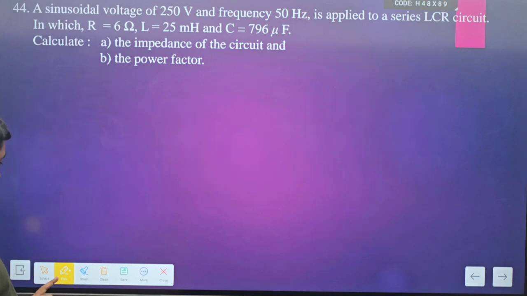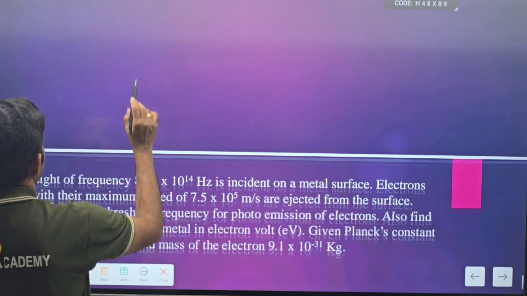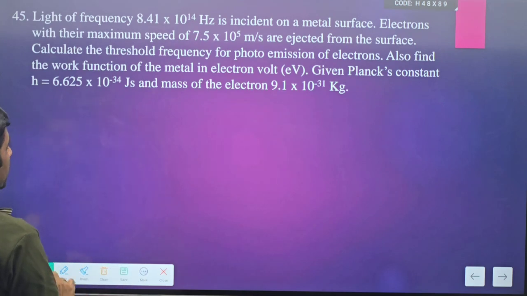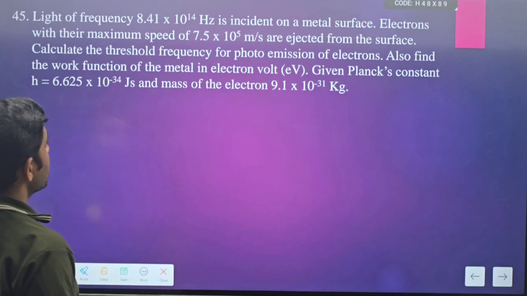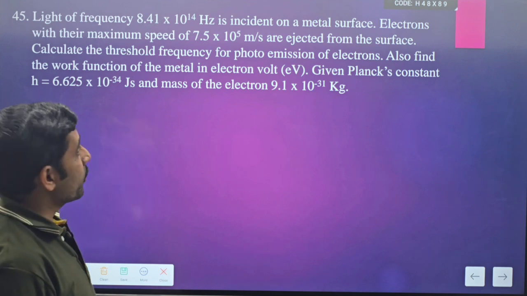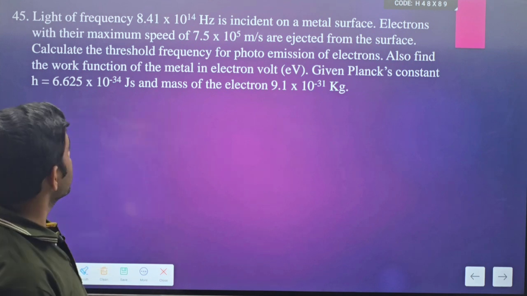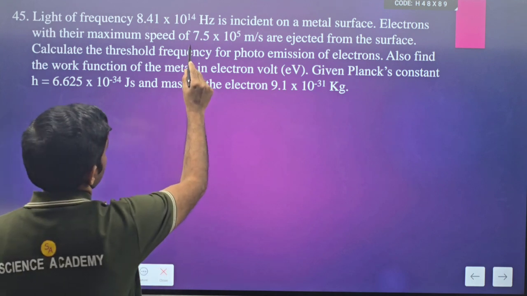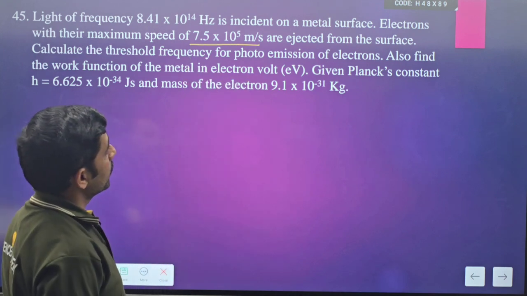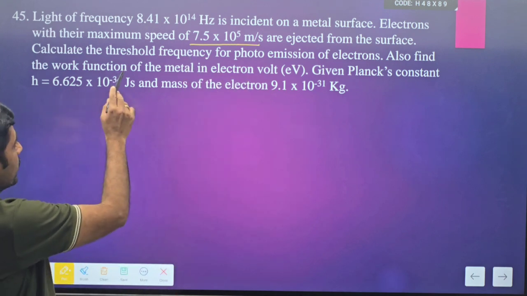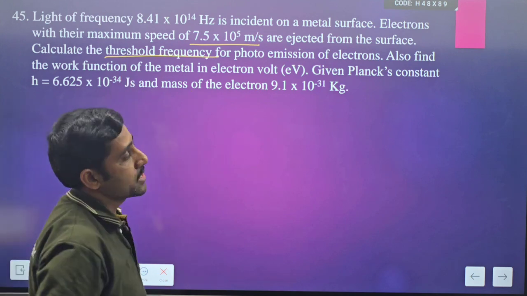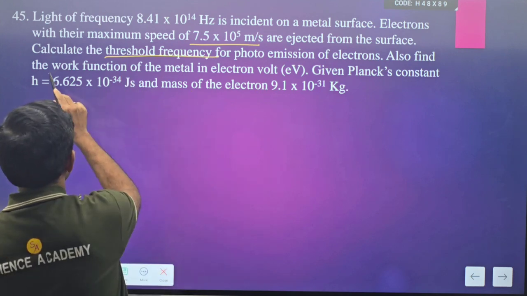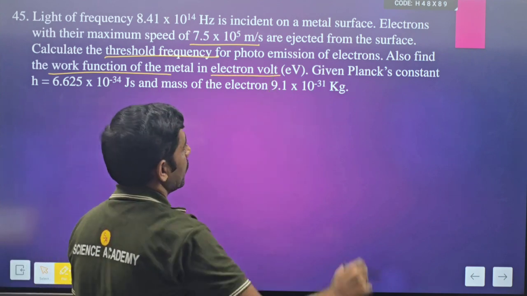Next, the last problem, from the dual nature of matter and radiation chapter, which has come in this model paper. Light of frequency 8.41 into 10 raised to 14 hertz is incident on a metal surface. Electrons with their maximum speed of 7.5 into 10 raised to plus 5 meter per second are ejected from the surface. Calculate the threshold frequency nu naught for the emission of electron. Also find the work function in electron volt.